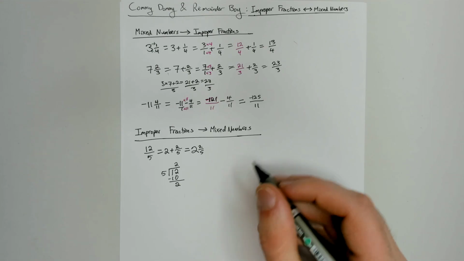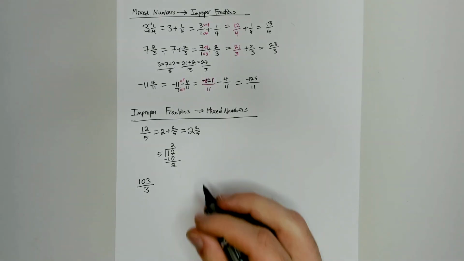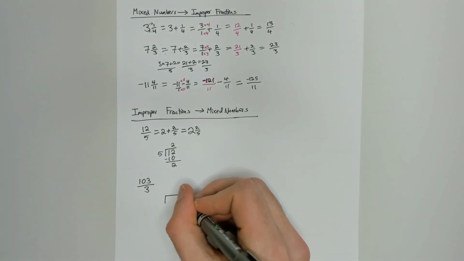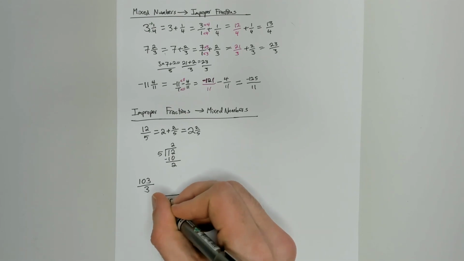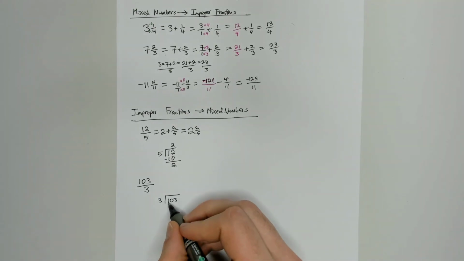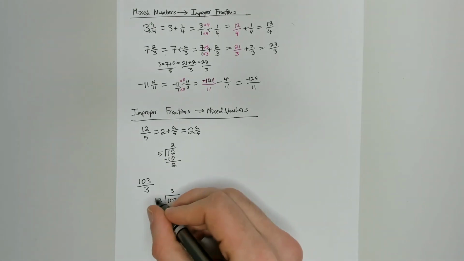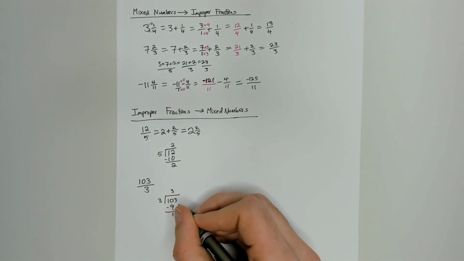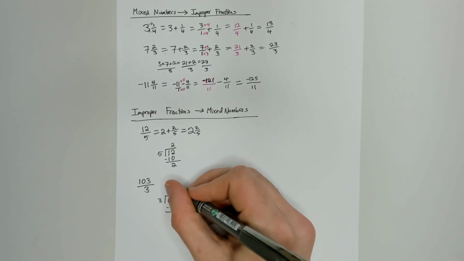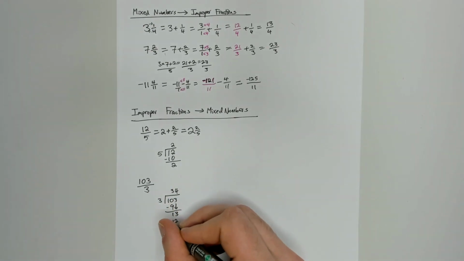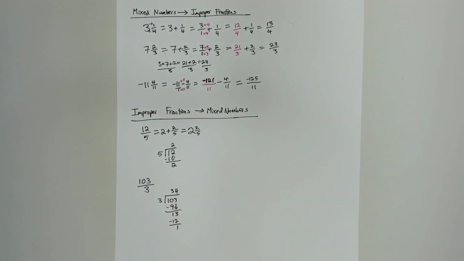So let's try another one to get used to that. All right, so let's do 103 thirds. We're going to do long division of 103 divided by 3. 3 doesn't go into 1, but it goes into 10 3 times, right? 3 times 3 is 9. Subtract it off, we get 1. Bring down the 3, we have 13. 3 goes into 13 4 times, because that's 12, right? And then we subtract it off, we get 1. Now 1 is our remainder.